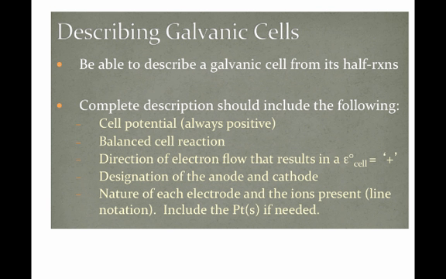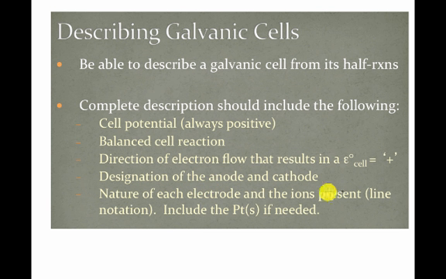Okay, so make sure you make it so that it produces a positive voltage. Balance the cell reaction, so make sure if you give your reaction, you balance it. Put the directions in the correct version, like I said before, making it positive. Make sure you designate the anode and the cathode. Remember, electrons always go from anode and move to your cathode.